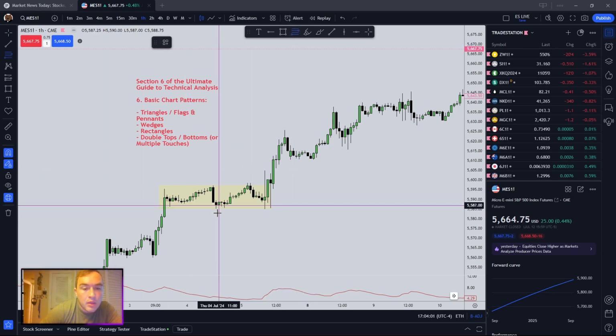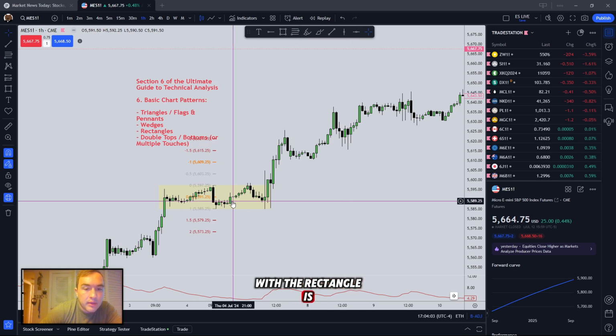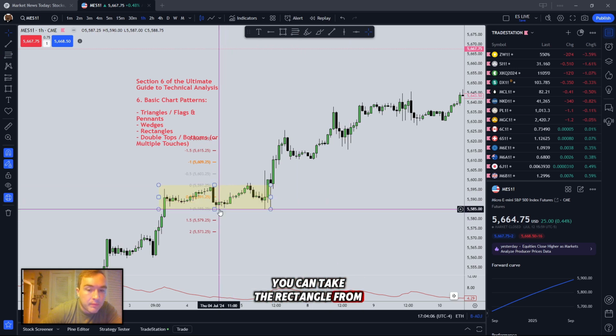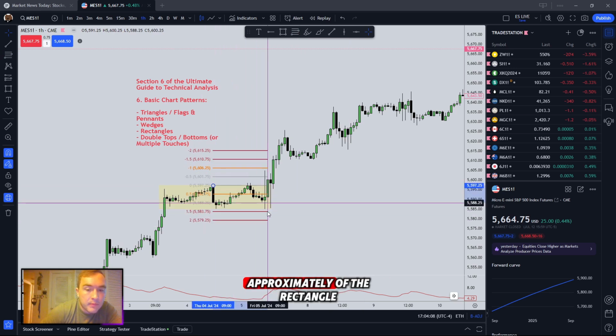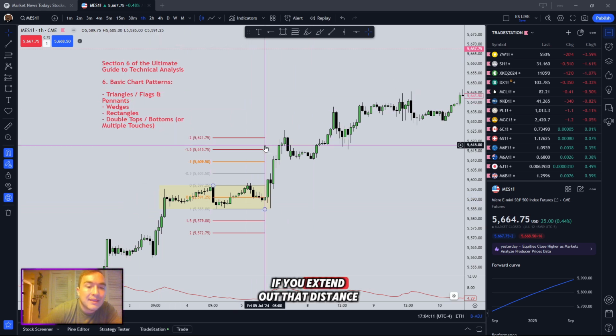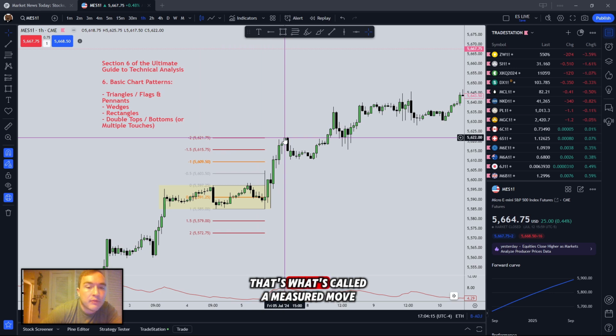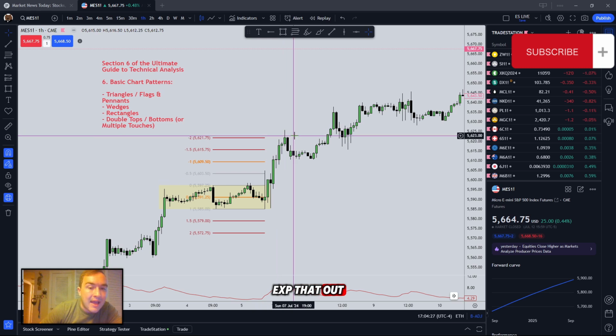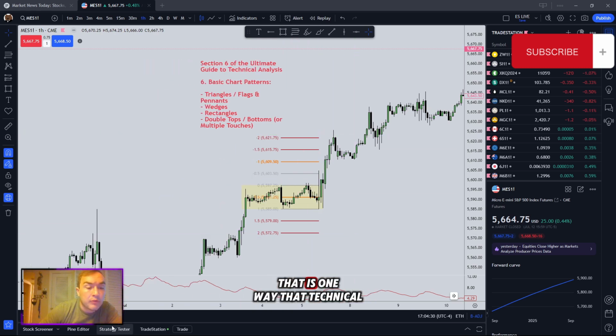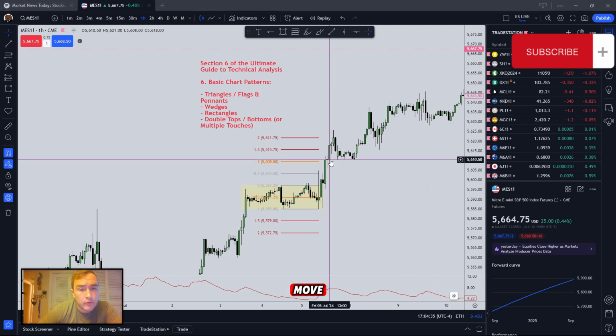One thing that you can do with the rectangle is take the distance from the approximate high to the low of the rectangle, and if you extend out that distance, that's what's called a measured move. Okay, we'll talk about measured moves in another video and more in depth. I have talked about them before, but you can take the distance between the high of the rectangle to the low of the rectangle and expand that out, and that is what's called a measured move. That is one way that technical analysts predict how far the price should reasonably move.